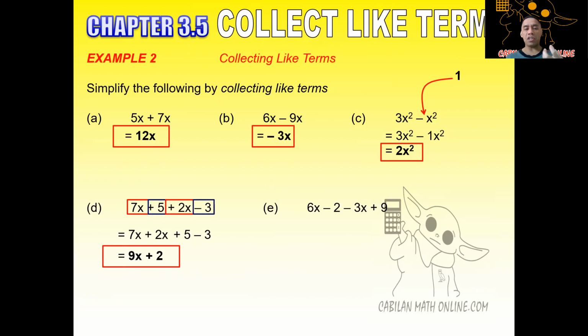The reason why I'm mentioning that is because you cannot group the 9x and the plus 2 together. Notice that the 2 doesn't have an x, so you cannot group those two together there.